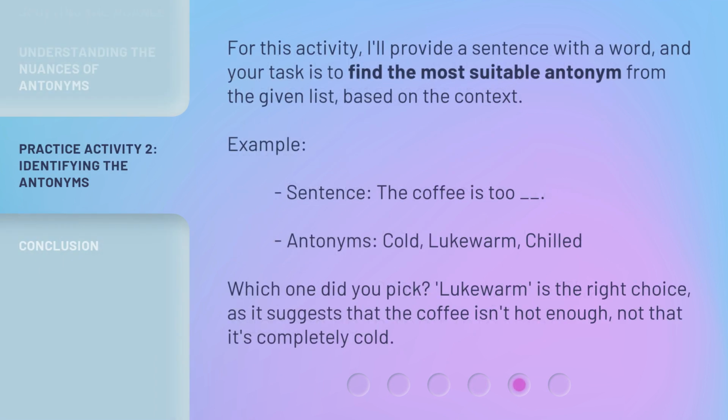For this activity, I'll provide a sentence with a word, and your task is to find the most suitable antonym from the given list, based on the context. Example, sentence: the coffee is too __. Antonyms: cold, lukewarm, chilled. Which one did you pick? Lukewarm is the right choice, as it suggests that the coffee isn't hot enough, not that it's completely cold.